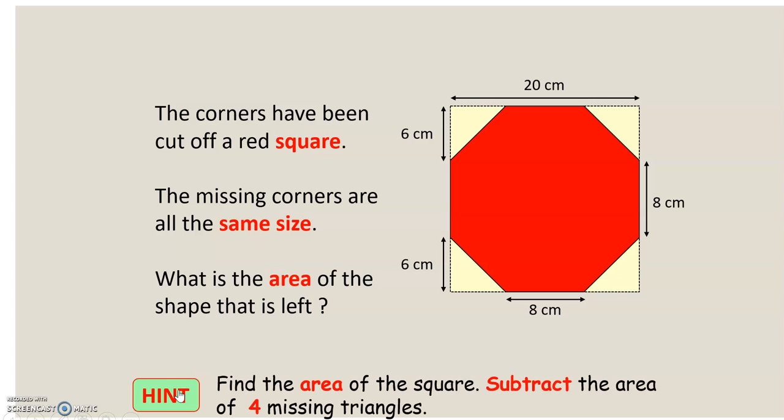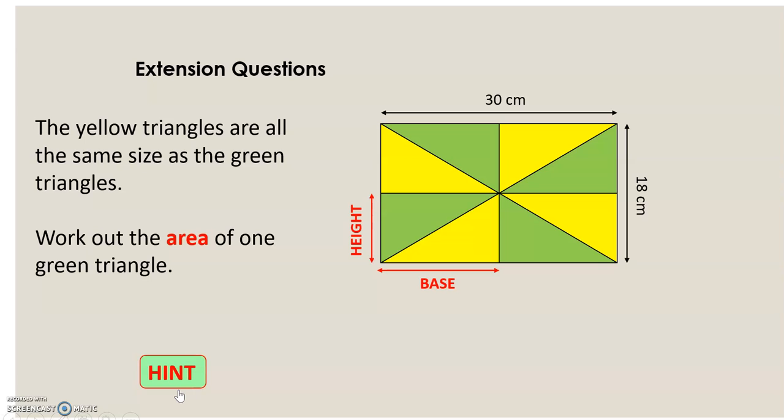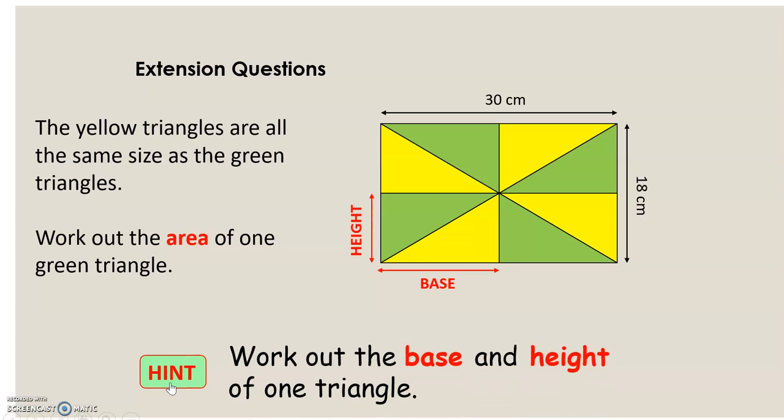The hint is to find the area of the square and then subtract the area of the four missing triangles. And the last extension question, you've got the yellow triangles are all the same size as the green triangles. So all of the triangles here are the same size. You have to work out the area of one green triangle. So do this step by step very carefully. There's a hint here for you as well. Work out the base and the height of one triangle. We know that all the triangles are the same size. We've been given that information in the question. So you just want to work out the base and the height of one triangle, and that should give you your answer.